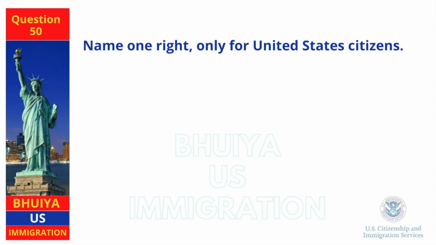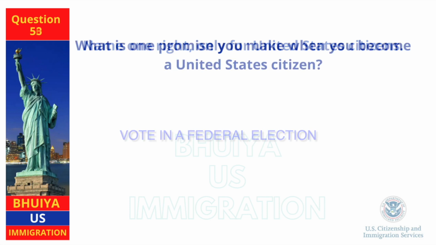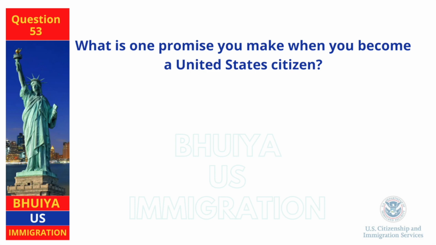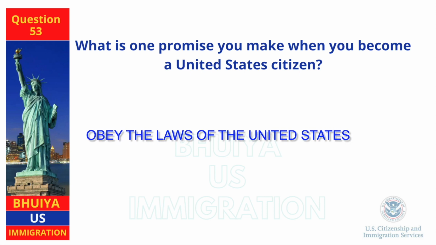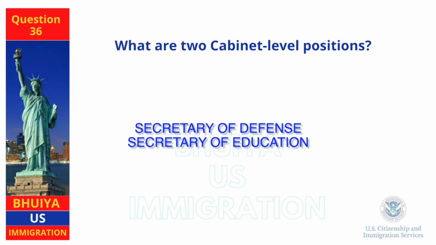Name one right only for United States citizens. Vote in a federal election. What is one promise you make when you become a United States citizen? Obey the laws of the United States. What are two cabinet level positions? Secretary of Defense, Secretary of Education.